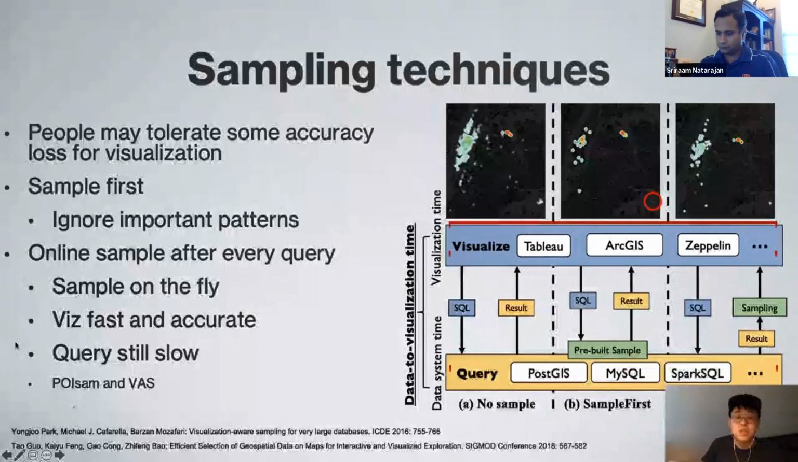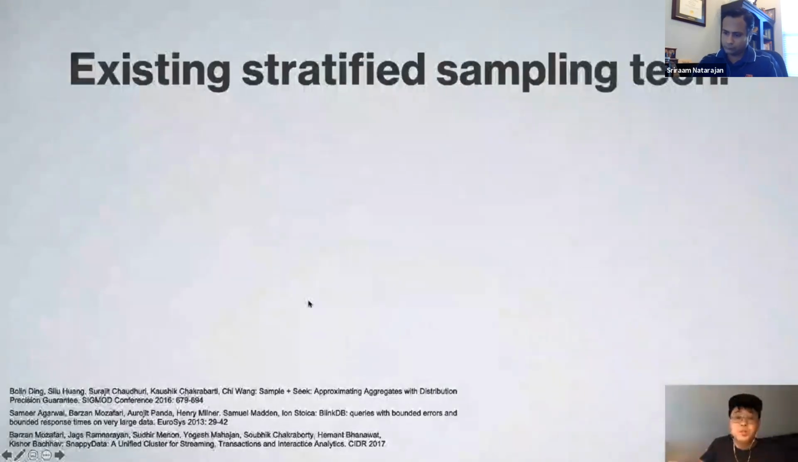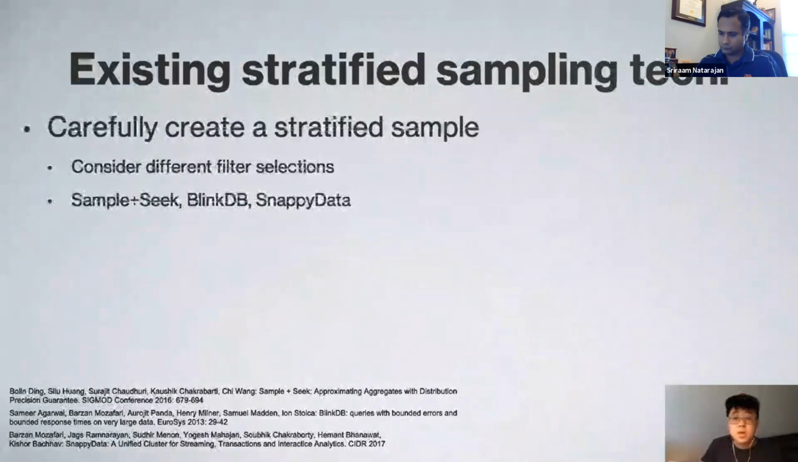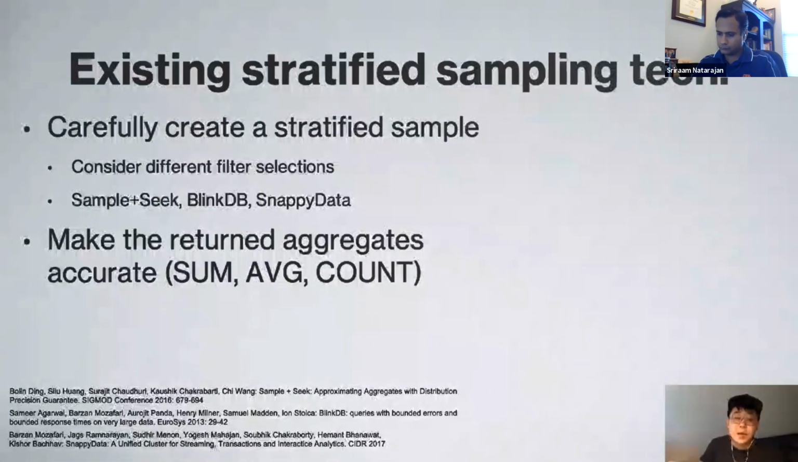Some researchers and practitioners propose to use stratified sampling technique to solve a similar problem. The idea behind that is they carefully create a stratified sample by considering different filter selections, such that they can make the returned aggregate values more accurate. The aggregate values include sum, average, and count.